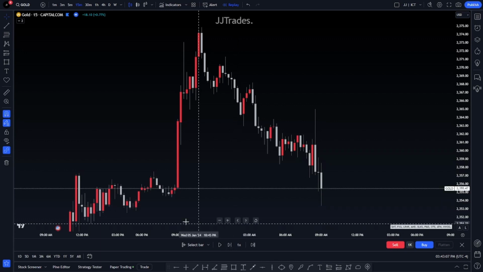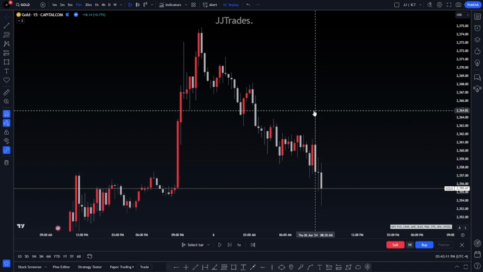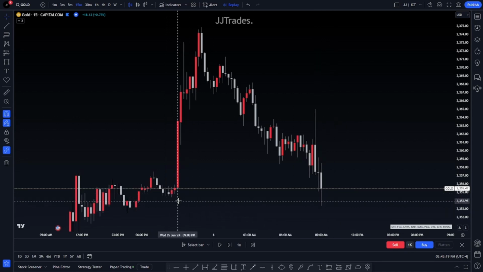As you see here, that does happen. Now, you might have noticed this swing high. This swing high is now created. So keep an eye on that swing high there. So we now know that sell side has been swept and or purged.